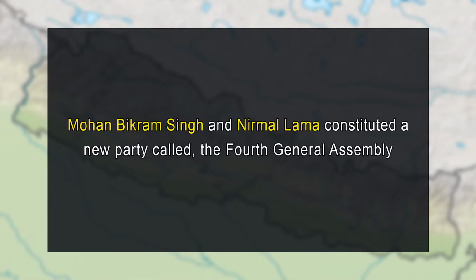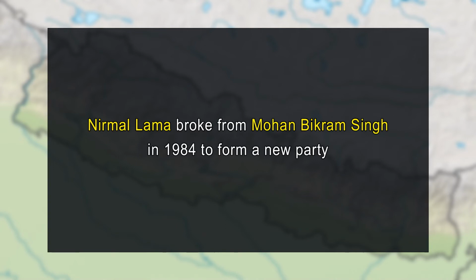Mohan Bikram Singh and Nirmal Lama constituted a new party called the Fourth General Assembly. Their main strategy was to launch a protracted war. The present Maoist leadership comes from this Fourth General Assembly. Nirmal Lama broke from Mohan Bikram in 1984 to form a new party. Mohan Bikram Singh and Mohan Badya formed a new party, CPN Masal.